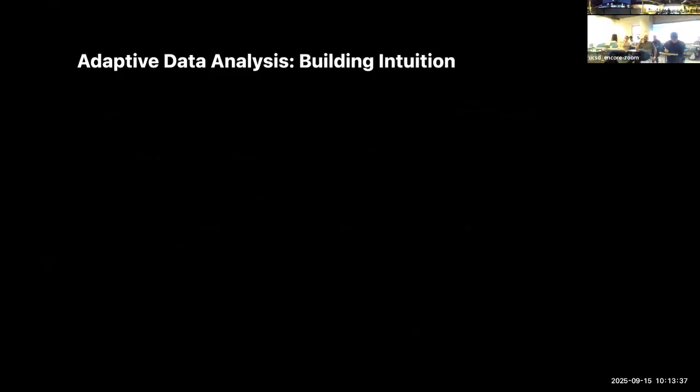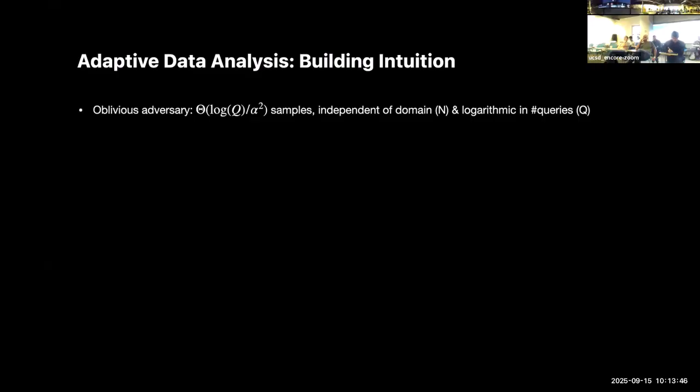Okay, so that's the model. Let's take a look at what's known in the literature and try to build some intuition. First of all, in the oblivious setting, which means the adversary either sends all the queries in a single batch, or even if the algorithm and the adversary interact sequentially, the next query the adversary sends is independent of all the interaction history so far. In the oblivious adversary setting, it's very well known that with log Q over alpha squared samples, you can answer all the queries very accurately within error alpha. This is just by a Chernoff bound.